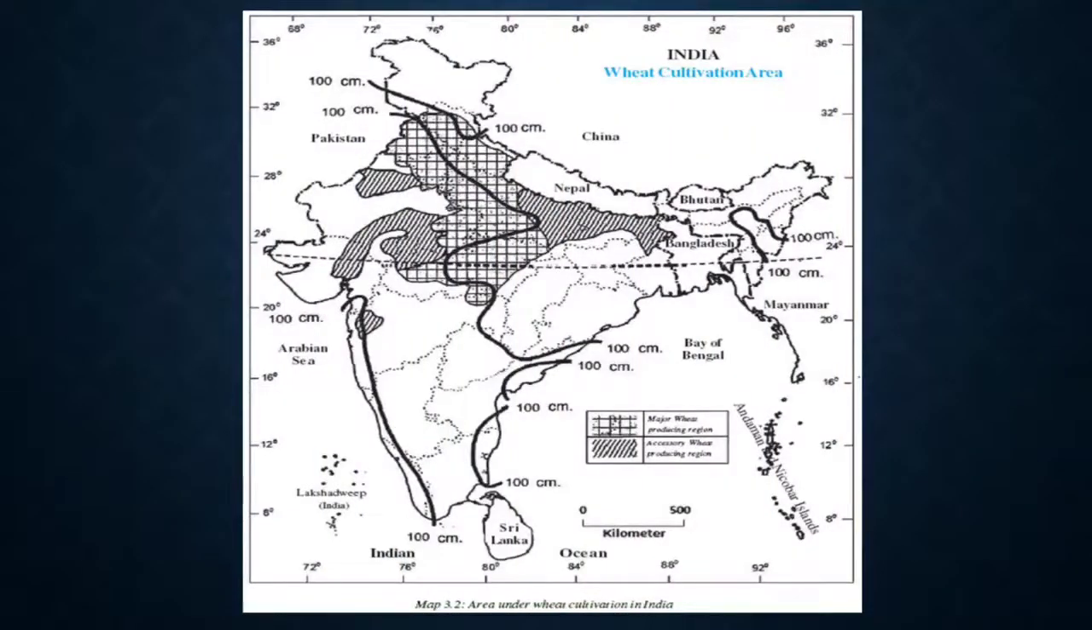In this map, you can see how the distribution of wheat cultivation across our country has been distributed. You can see maximum part of Uttar Pradesh, Rajasthan, Madhya Pradesh, Delhi, Uttarakhand, and Punjab are involved in growing the wheat crop.